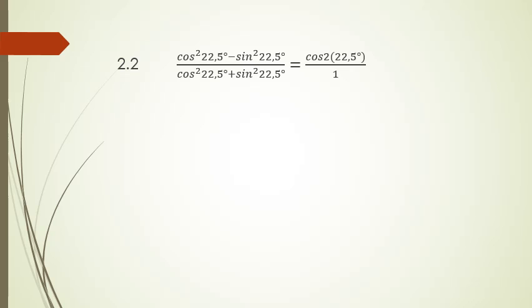2.2. We are required to simplify cos squared 22,5 degrees minus sine squared 22,5 degrees all over cos squared 22,5 plus sine squared 22,5.